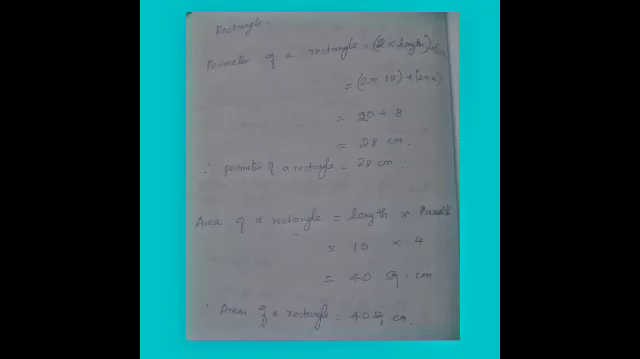Now we will see the rectangle area and perimeter. So length of a rectangle is equal to 10 centimeter and breadth is equal to 4 centimeter. So perimeter of a rectangle is equal to 2 into length plus 2 into breadth. So 2 into length is 10 plus 2 into breadth is 4. So 2 tens are 20 plus 2 fours are 8, which is equal to 28 centimeter. Therefore the perimeter of a rectangle is equal to 28 centimeter.